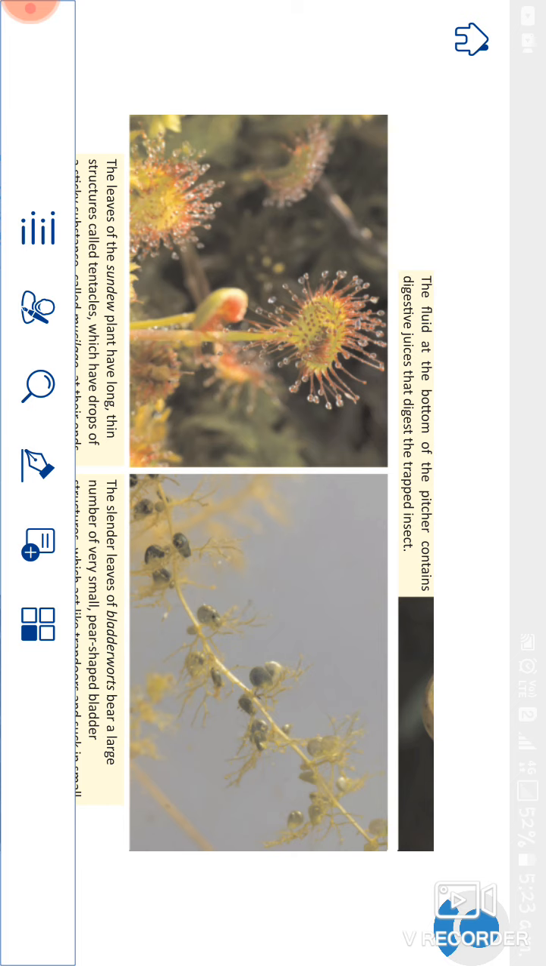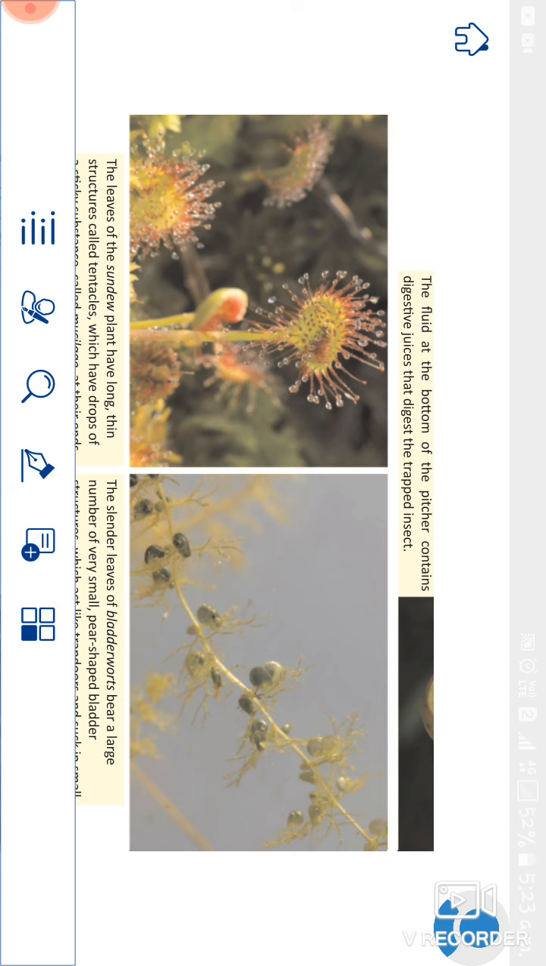You can see this picture. The plant has elongations called tentacles, which have drops of sticky substance called mucilage at the ends of the elongations. When an insect touches the tentacles, it gets stuck, and it is then digested by the plant. Understand that?